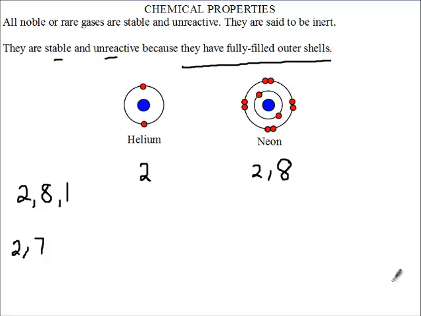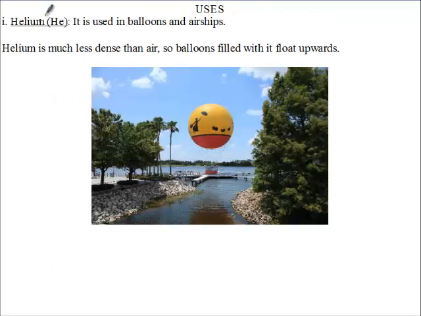Now let's take them one after the other and then see some of their uses. The first gas we're going to take is helium. We know that helium has atomic number 2, so it has only one shell. Helium is used in balloons and airships.